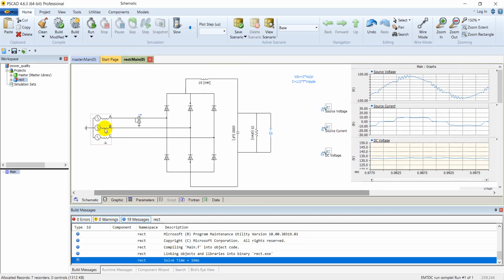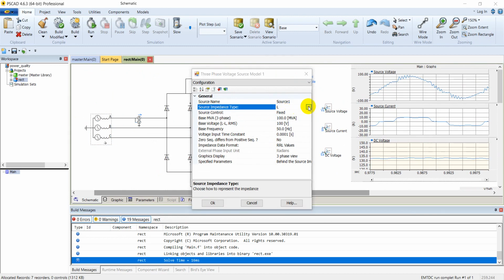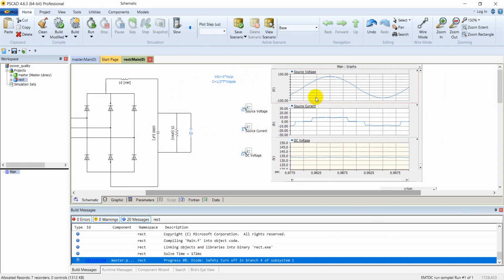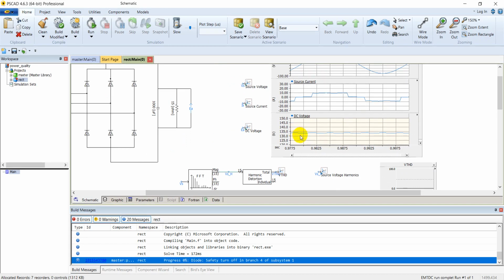And also if we change this source impedance back to resistive, let's see how it affects our output waveforms, source voltage and source currents. So the source voltage is now back to sinusoidal. The source current is a three-step waveform, and it's also a much closer approximation of sinusoidal. The ripple in the output voltage is pretty much the same, but the output voltage is a bit less than 135, but that's within our tolerance values.